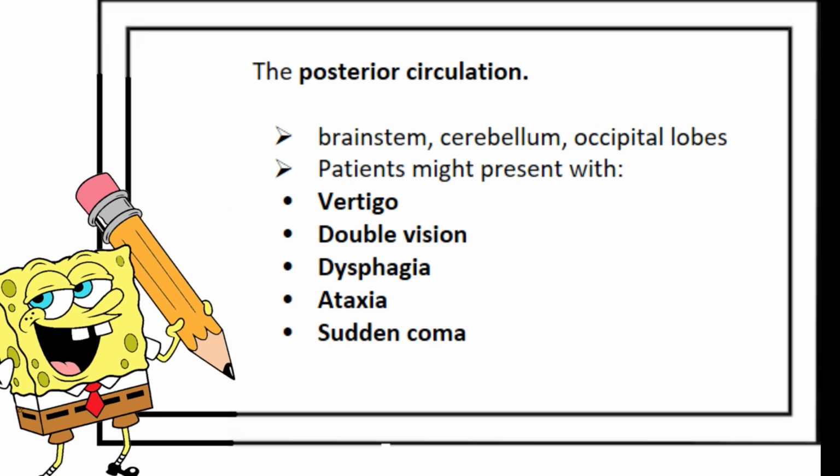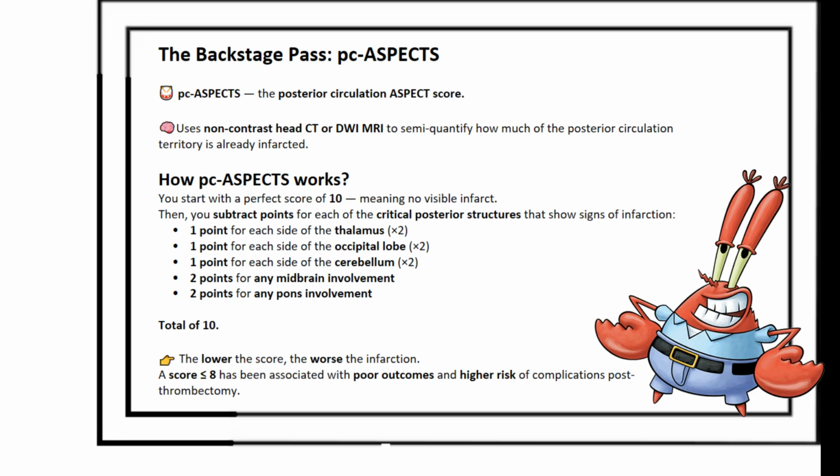Patients may present with vertigo, double vision, dysphagia, ataxia, or even sudden coma. And guess what? This stroke might actually look normal on early CT because the brainstem is tiny and hard to visualize. That is why, for suspected posterior stroke, MRI is your friend and clinical suspicion is everything. So, while aspect is great for anterior circulation stroke, posterior strokes remind us to keep a wide differential and never ignore subtle signs.